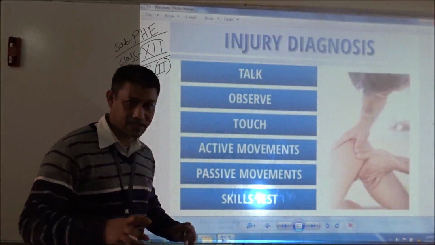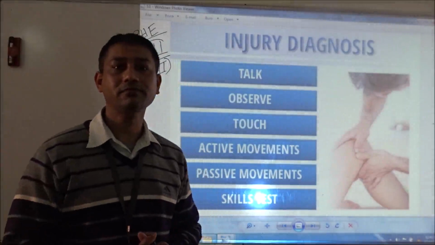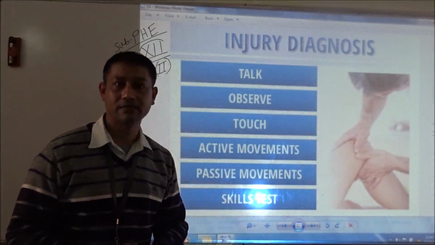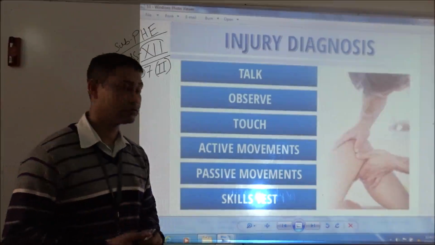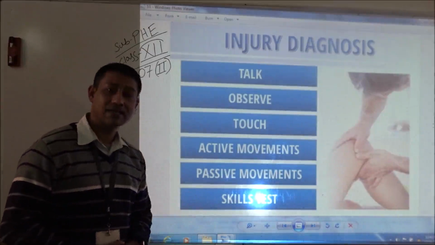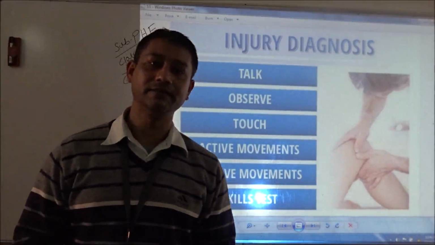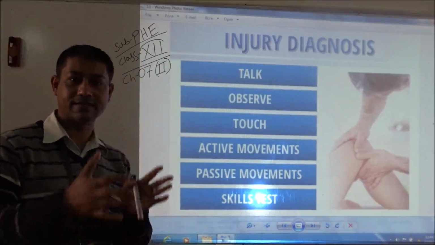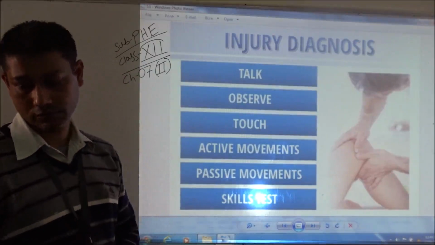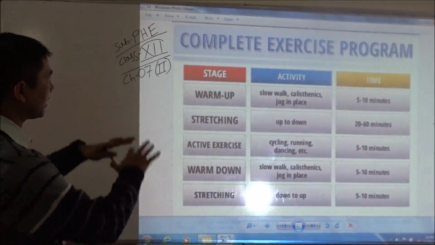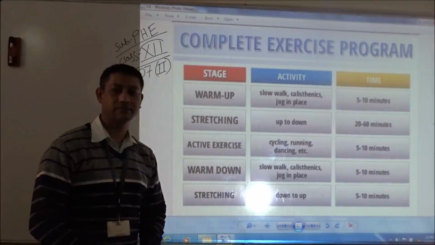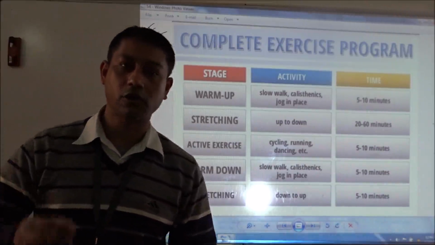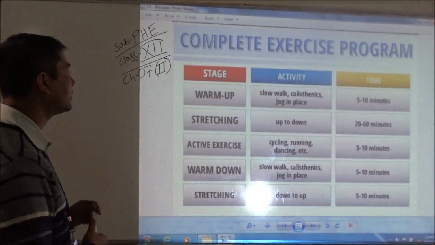Then they touch the affected area. Next, they check whether active and passive movements are taking place or not. The last one is that a skill test is done. After that, the result is announced whether he is fit for the match or not. Now this is a complete exercise program, students. Although this is not in your syllabus, I have tried to include it for your knowledge and information.